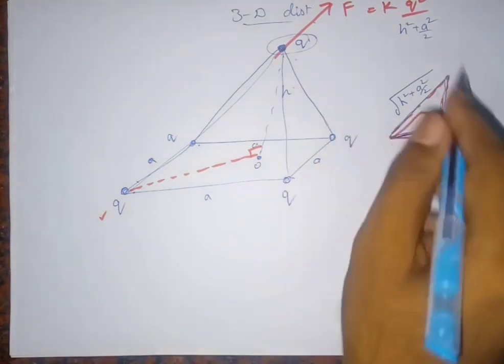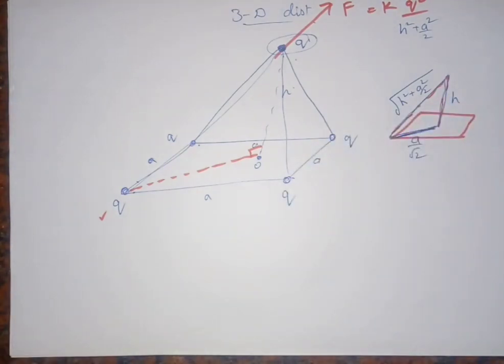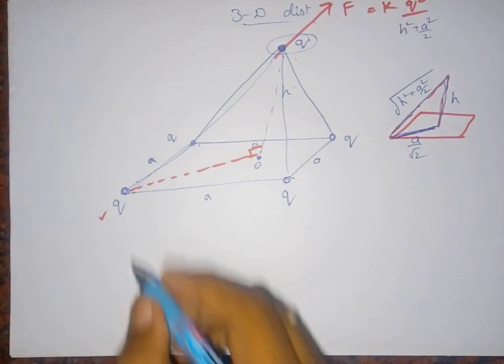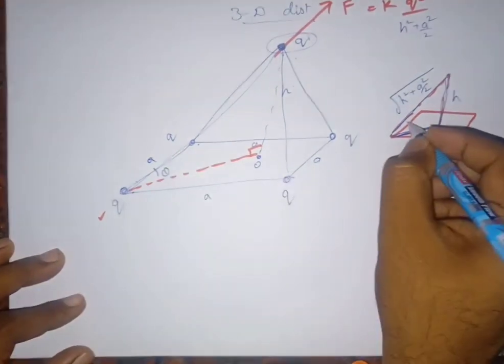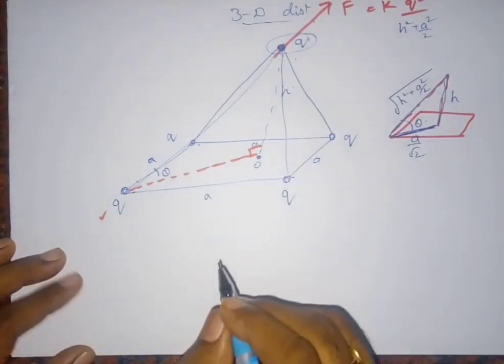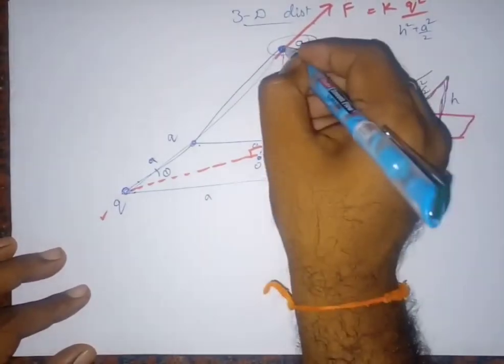Okay, but the root and the square get cancelled in the Coulomb's law form. But that's the direction of the force. Now, if I just take this angle as theta, I can resolve this force into two components.